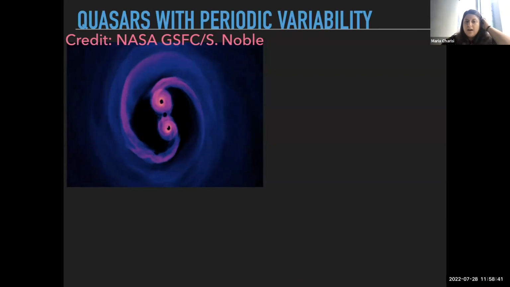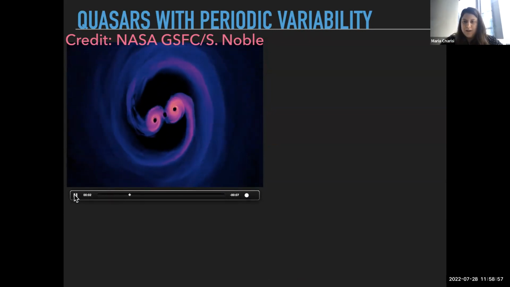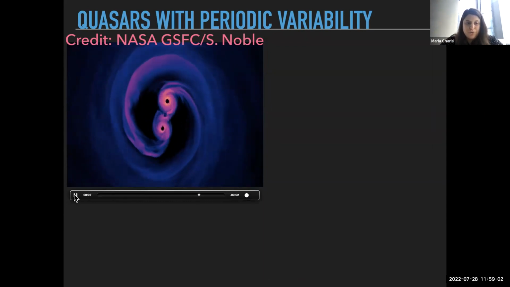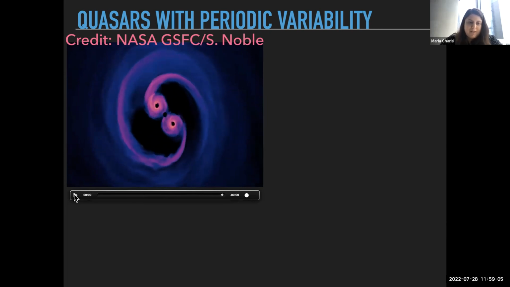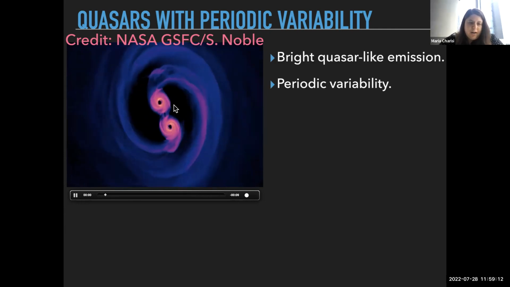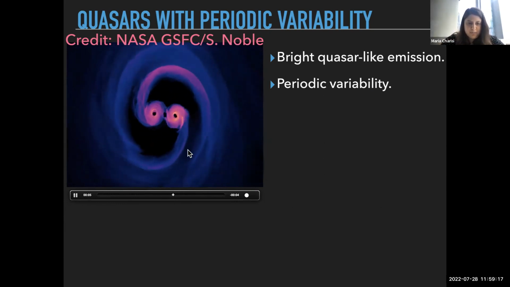So the most promising method to find sub-parsec or even milliparsec supermassive black hole binaries is to find quasars with periodic variability. I would argue that this idea is fairly intuitive, as we have the binary periodically perturbing the matter around it. It should produce periodic variability, but this has also been confirmed in multiple hydrodynamical simulations, where they put two black holes in a gaseous disk and see how it behaves.